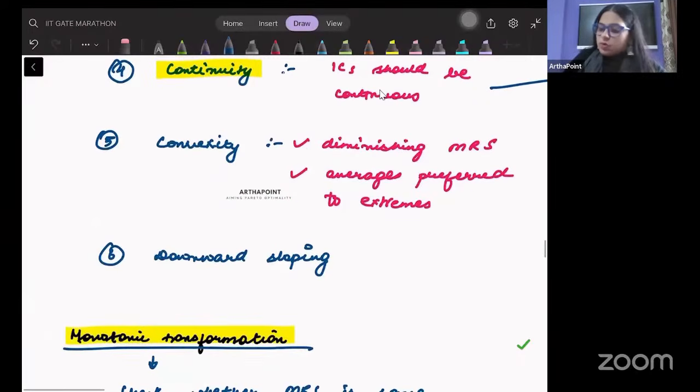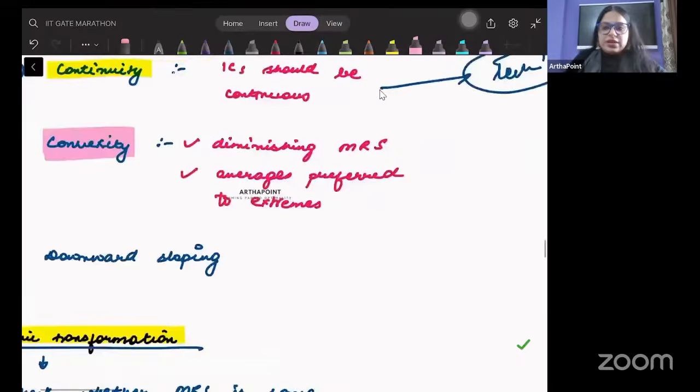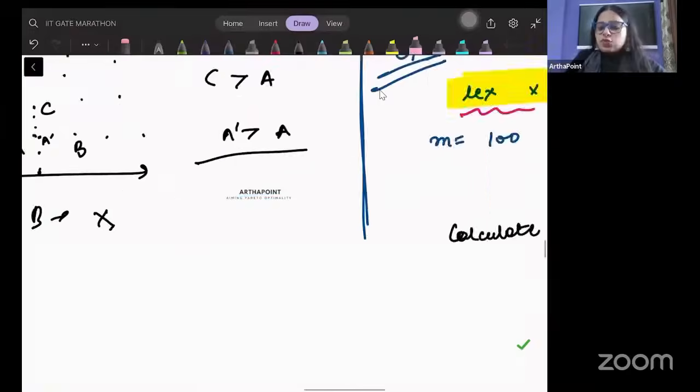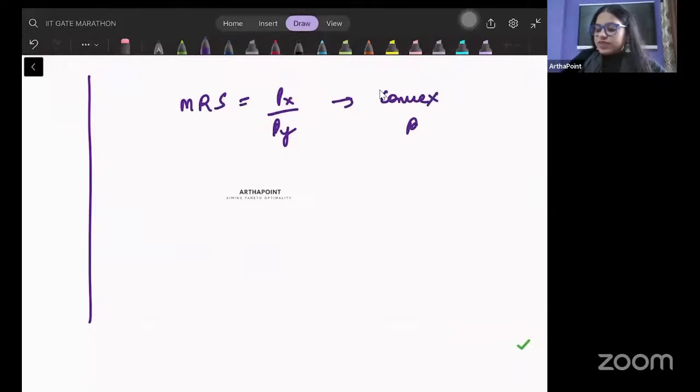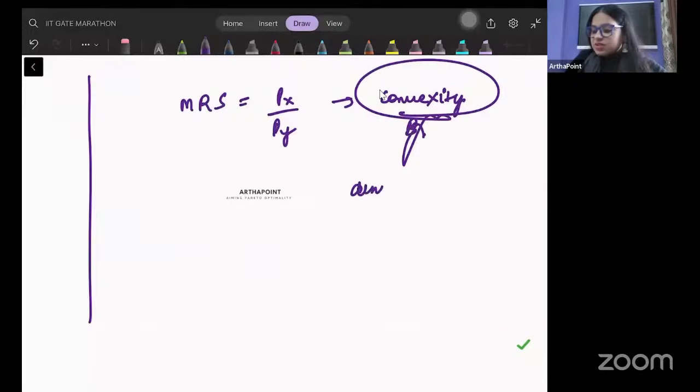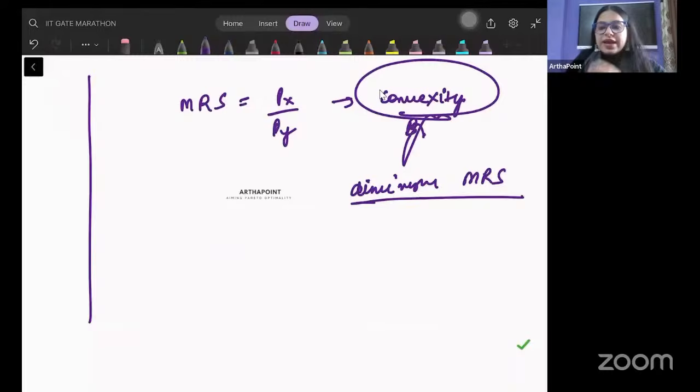Now we can talk about convexity. Again, this is important. Many of you are confused about how I will know whether we can apply this rule or not: MRS is equal to PX by PY. This rule can only be applied when convexity holds. And convexity means that you should have diminishing MRS. And how can I see whether I have diminishing MRS or not?